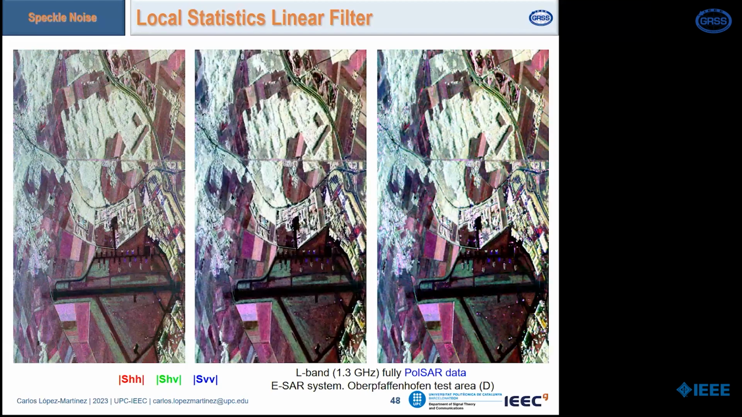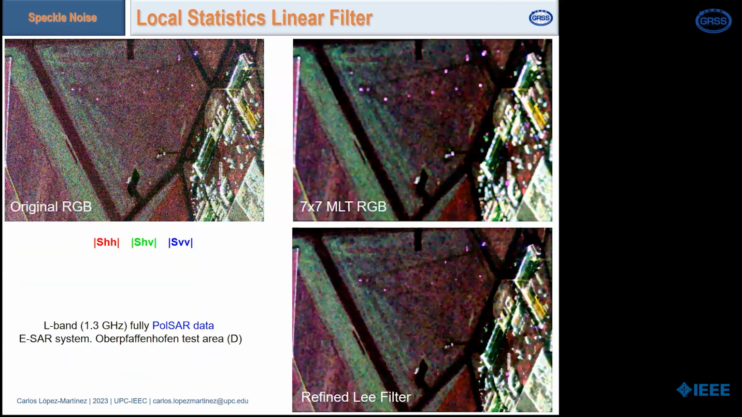So let's go to the results. This is the original. This is the 7x7. This is the Lee filter. If we go to the detail, you see the results. This is the original. This is 7x7. See how you lose the details, especially in these point targets or in this urban area, and how using the Lee filter, you keep the details of the point targets.